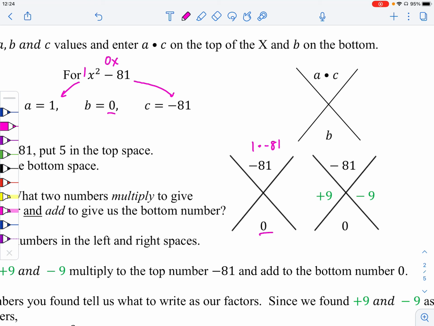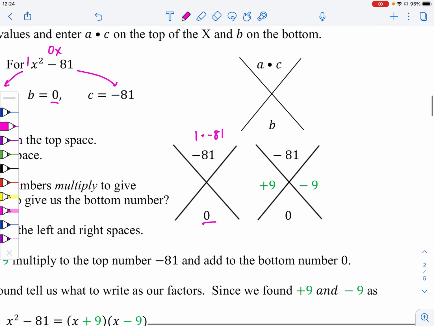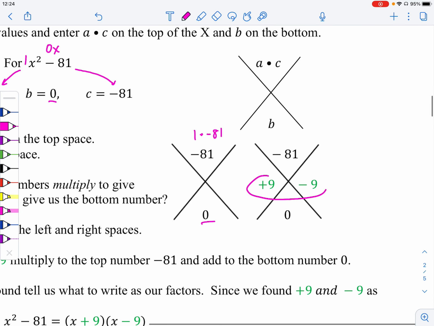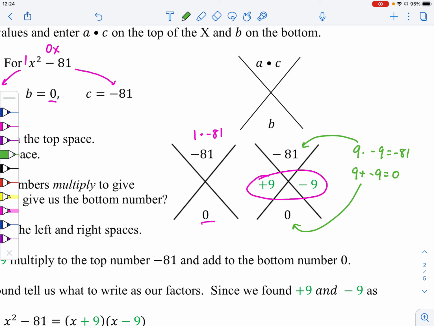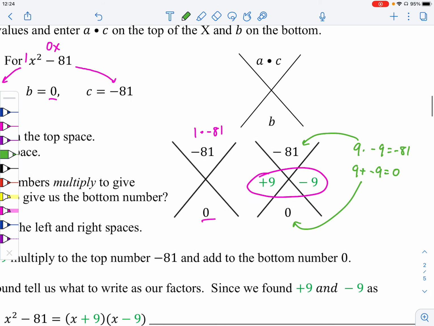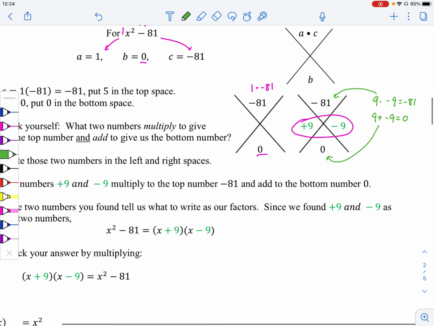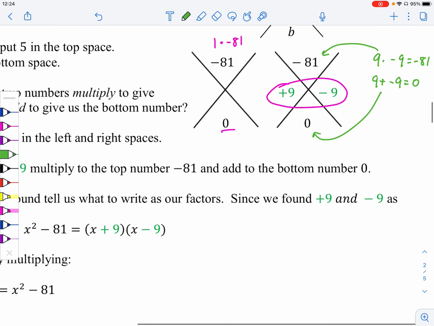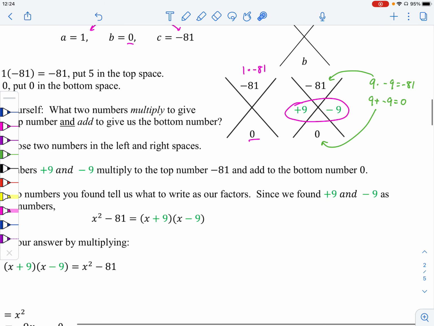Your b is 0. Factors of -81 that add to 0 are going to be 9 and -9. These are our factors, because 9 times -9 is -81, that gives us the top number, and 9 plus -9 is 0, that gives us the bottom number. And that's how we know that one works. So +9, -9 are our two factors. So we just write x plus 9, x minus 9. And that's it. That's our factored form.